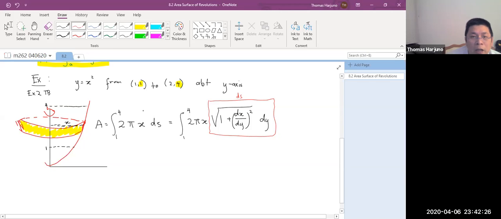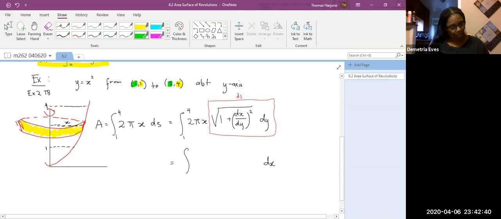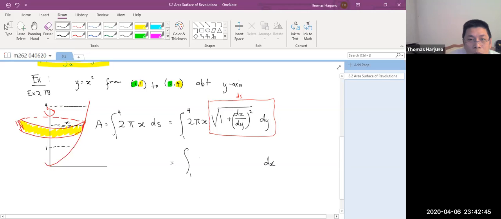Okay, but I can also do it another way. If I want to use dx here, then my integral will be from 1 to 2, the integral from 1 to 2 of 2 pi x times the square root of 1 plus (dy/dx) quantity squared. Now, in this case, this is my ds.